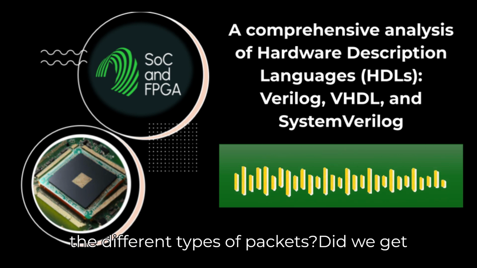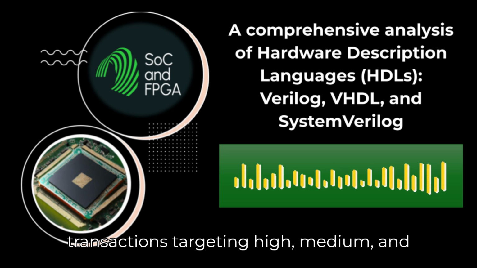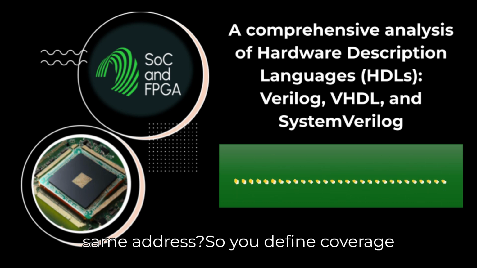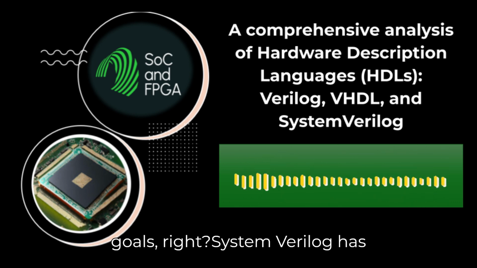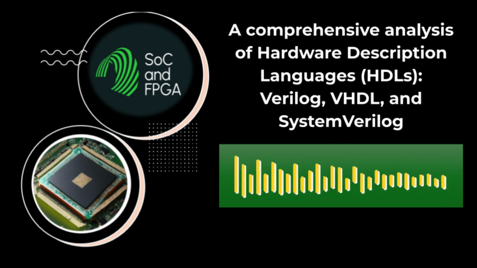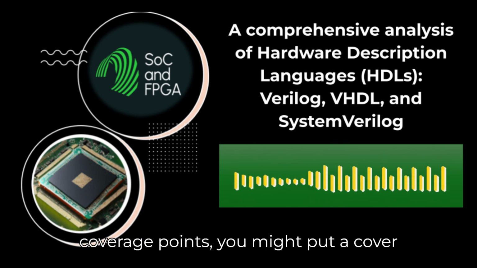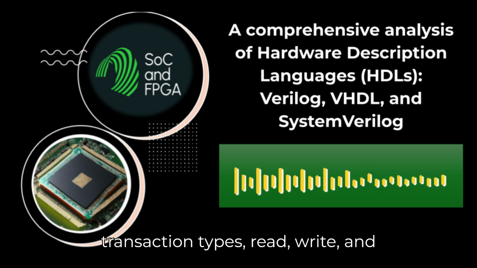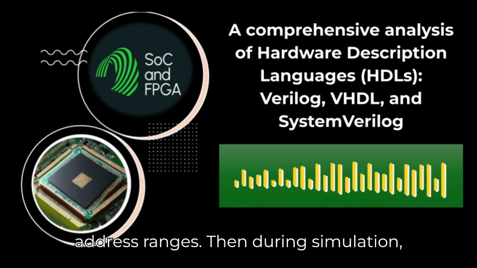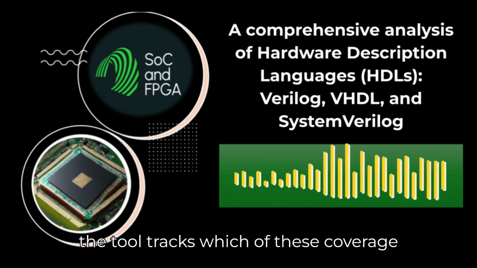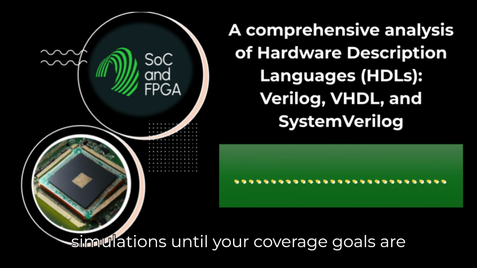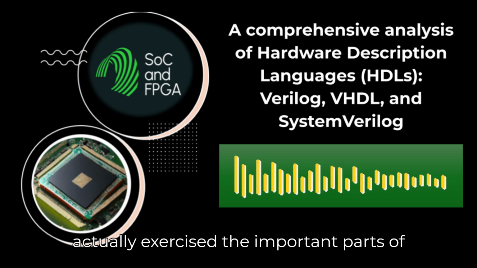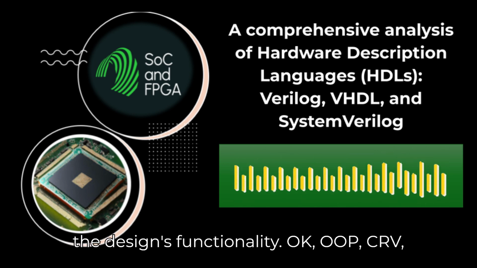Did we send all the different types of packets? Did we get transactions targeting high, medium, and low address ranges? Did we see a write followed immediately by a read to the same address? So you define coverage goals. Right. SystemVerilog has constructs like covergroup, coverpoint, and cross to define these functional coverage points. You might put a covergroup inside a monitor component, for example, to track combinations of transaction types, read-write, and address ranges. Then during simulation, the tool tracks which of these coverage points have been hit. And you run simulations until your coverage goals are met. Ideally, yes. It gives you a metric, a degree of confidence that you've actually exercised the important parts of the design's functionality.